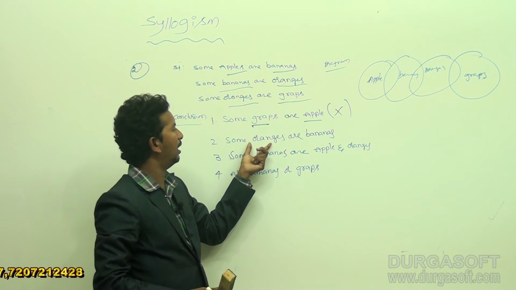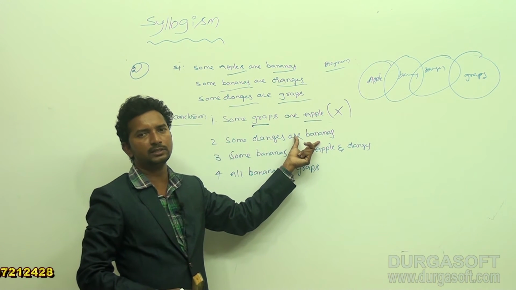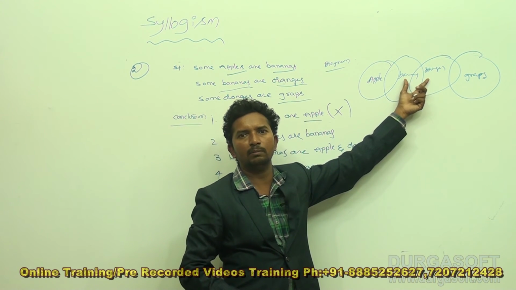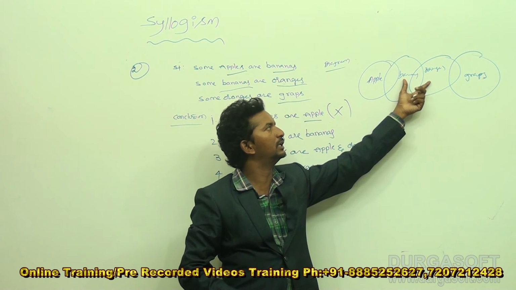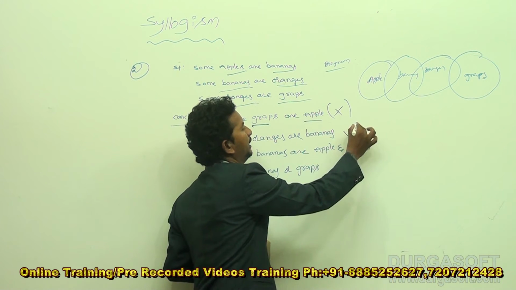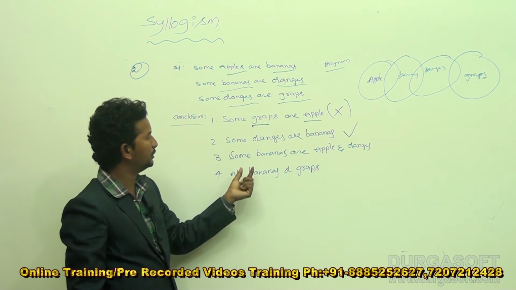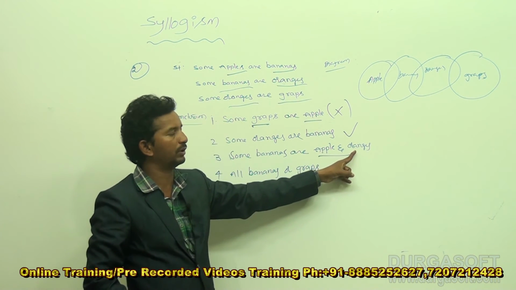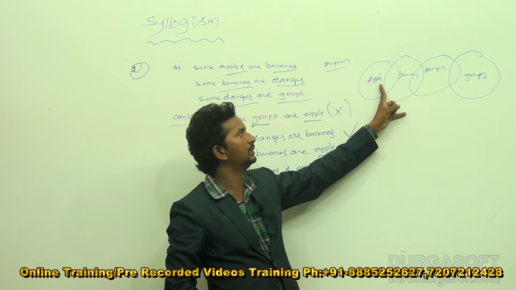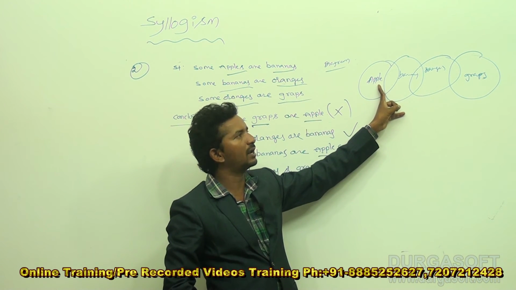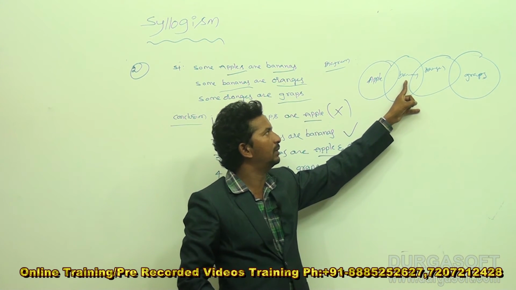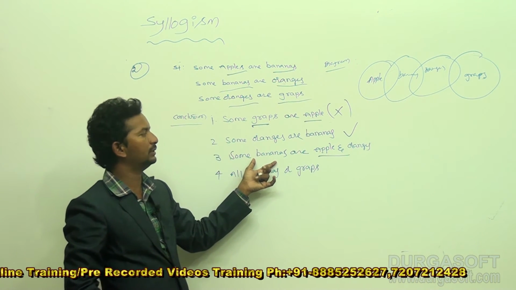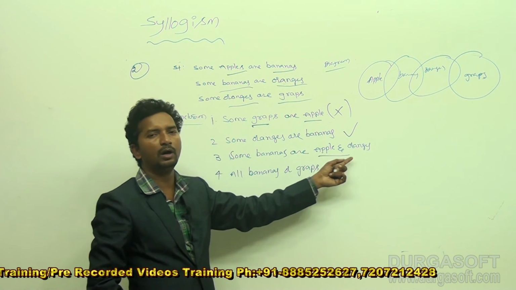Now coming to this one, some oranges are bananas. See the diagram, where are the oranges and bananas? This is the oranges, this is the banana. So the intersection is there here. That is 100% true. Coming to this one, some bananas are apples and oranges. See, where is the banana, where are the apple and oranges? This is the banana, the intersection portion, apple is there. Some bananas are apples. Okay. Now some bananas are oranges. Now see the third conclusion, some bananas are apples and also oranges.